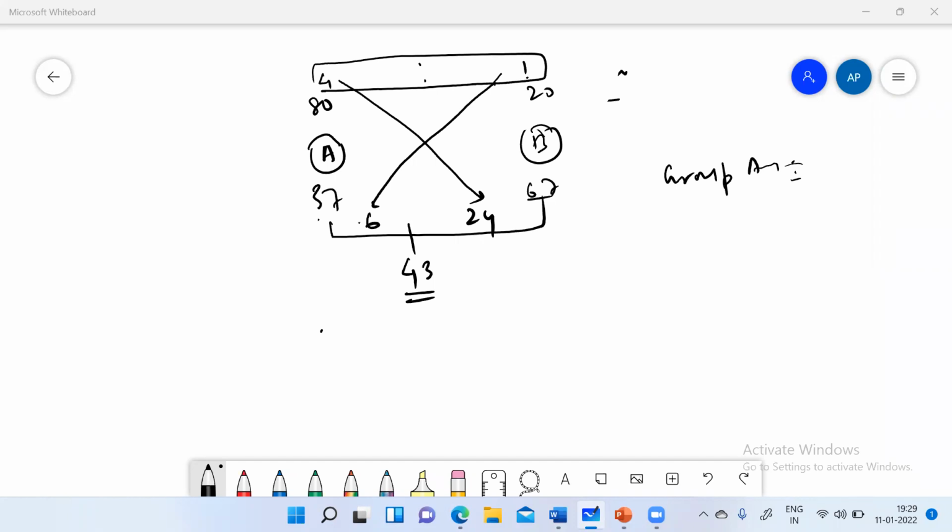Any doubt till now? Bolo. No, sir. There is a hold कर.